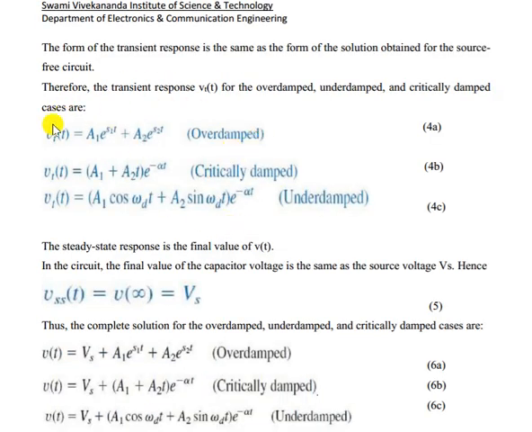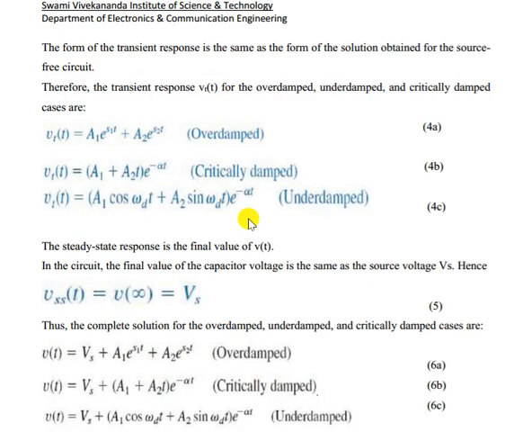If alpha is greater than omega 0, that will be the overdamped case, and the response is a1 e to the power s1 t plus a2 e to the power s2 t. If alpha and omega 0 are the same, that is critically damped, and the response is (a1 plus a2 t) into e to the power minus alpha t. And if alpha is less than omega 0, then that is underdamped. The response is (a1 cosine omega d t plus a2 sine omega d t) into e to the power minus alpha t, where omega d is nothing but the root of omega 0 square minus alpha square.